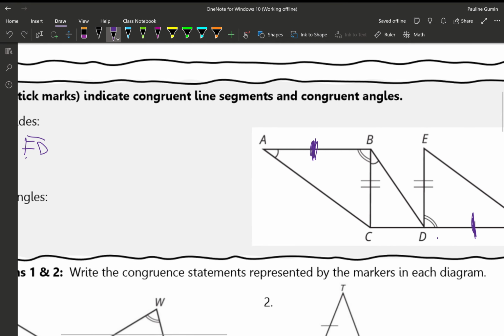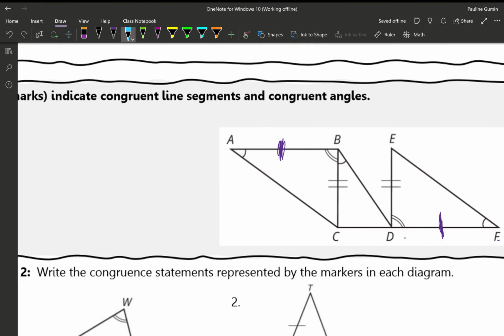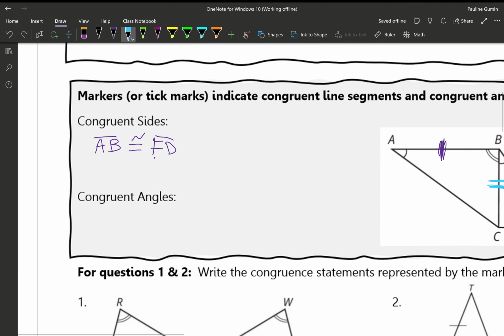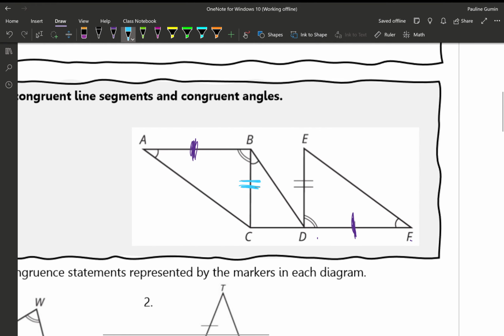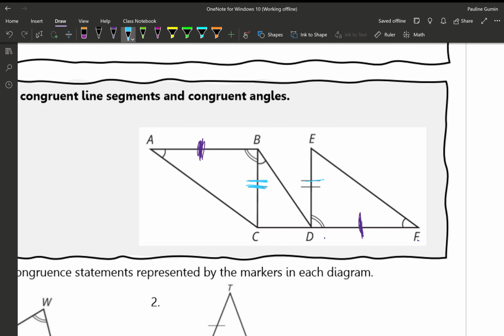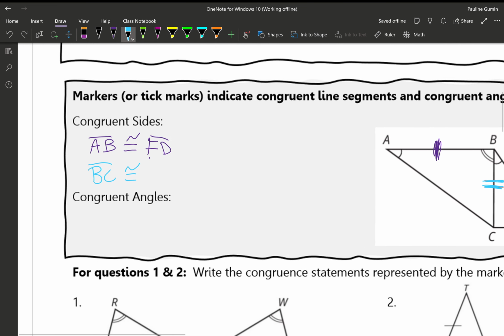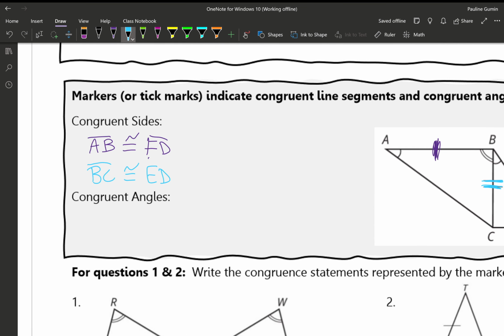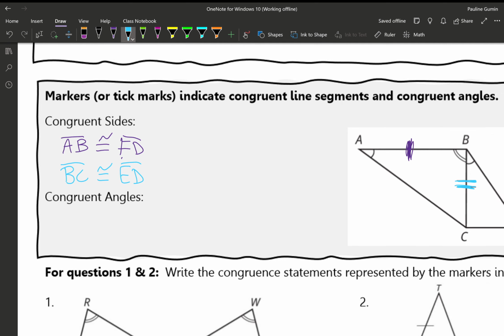Right, let's see what other congruent sides we have. We also have the two tick marks. So we have BC right there, and that is congruent to ED. Wonderful. Now let's take a look at our angles.